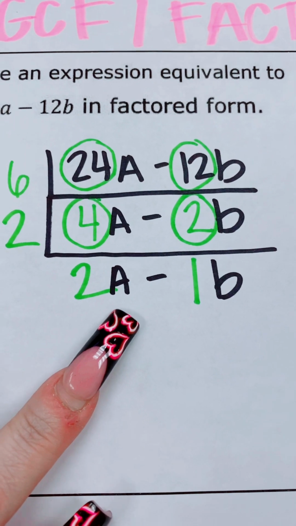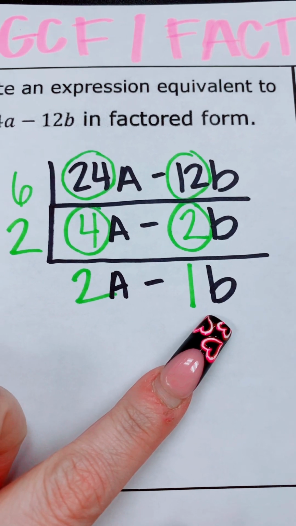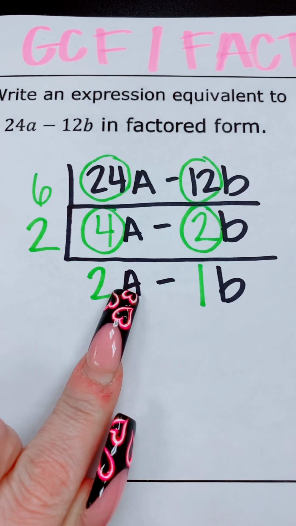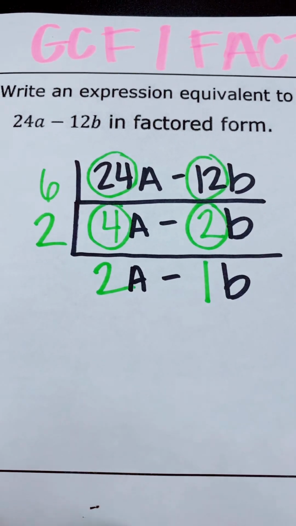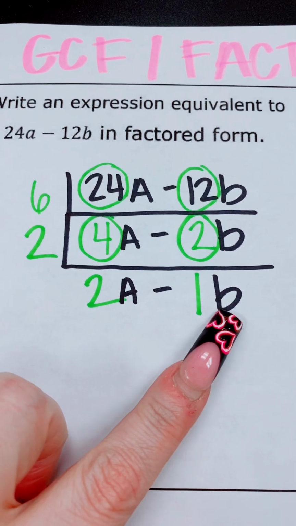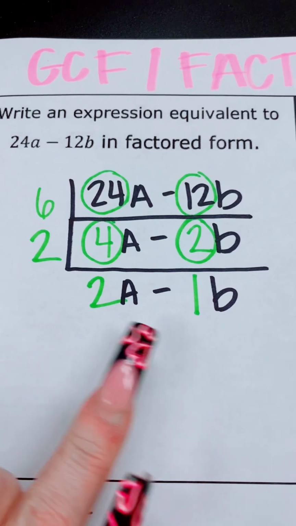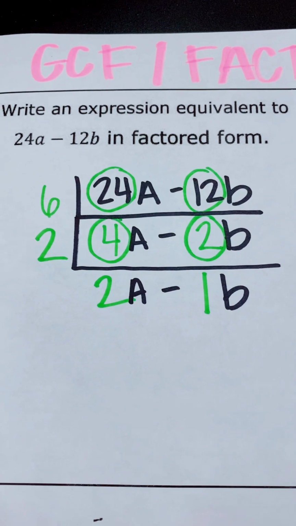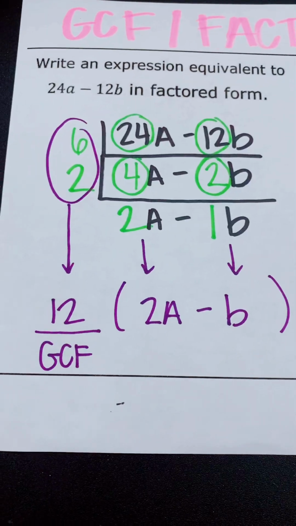Looking at my A, if I look over here, there is no A variable, meaning I cannot take out an A because they do not have that as a common factor. And the same thing with B. There's no B in this term, so B is not a common factor between the two terms either. So that means we are done and ready to write our equivalent expression.